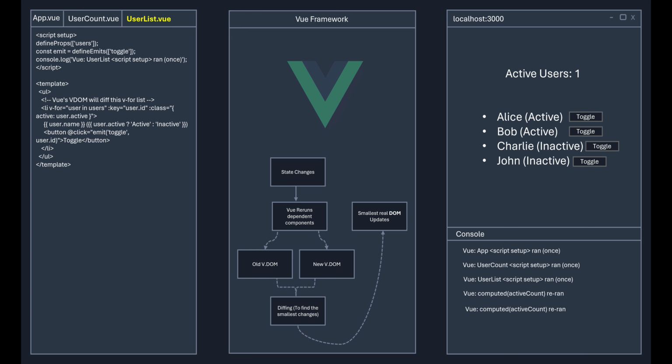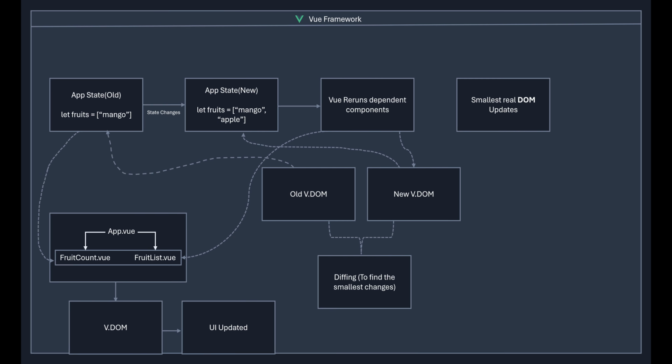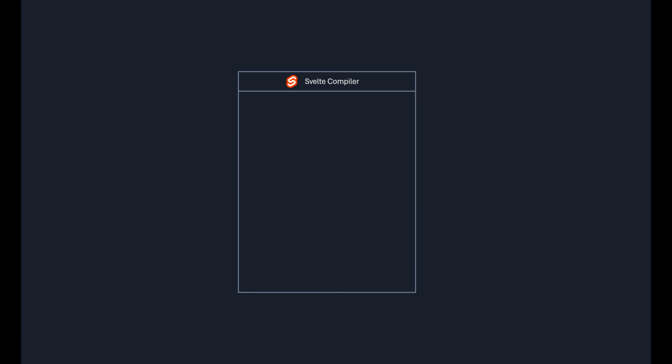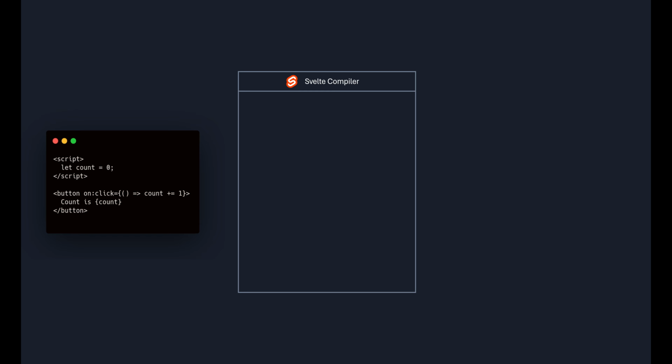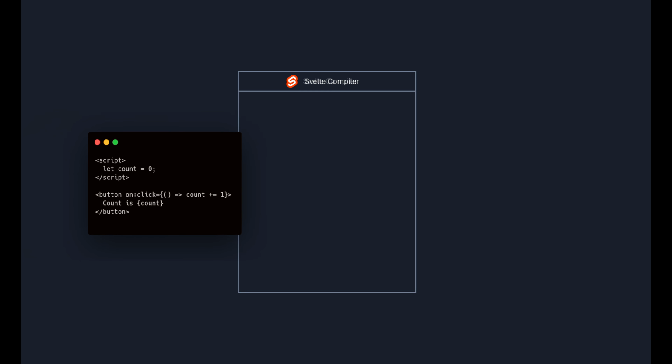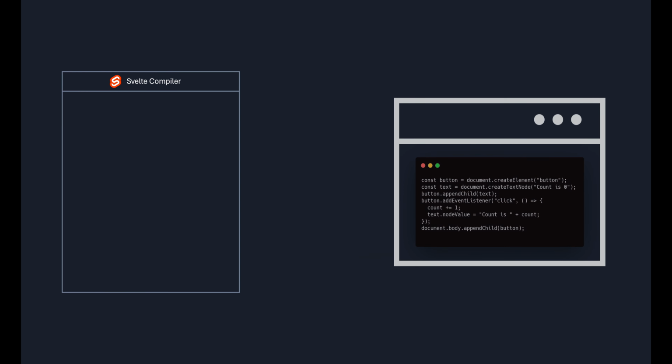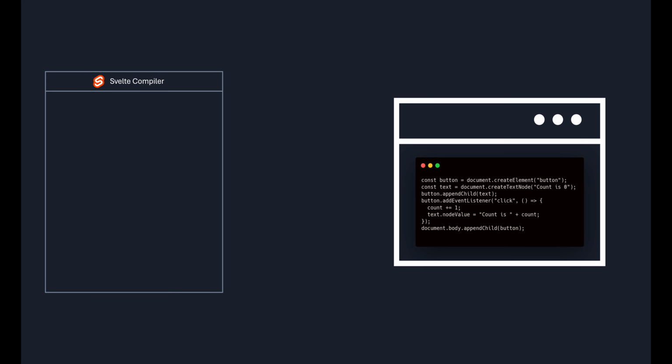Alright, great. Now let's move to Svelte. Forget about React or Vue. Svelte is completely different because it's not a framework, it's a compiler. A compiler converts your code into another form that the next platform can understand. That's exactly what Svelte does. It takes your .svelte file and turns it into plain optimized JavaScript that the browser can run directly.